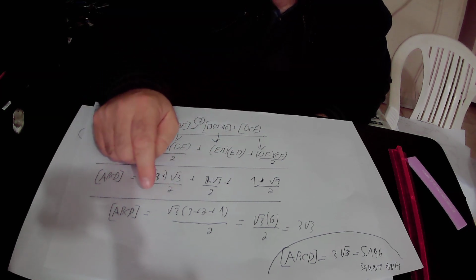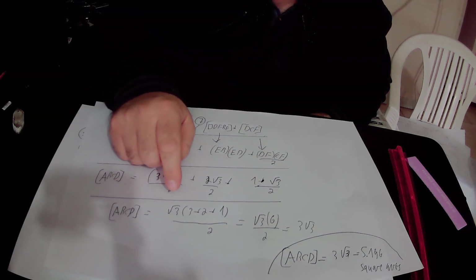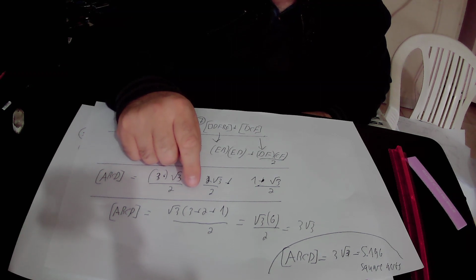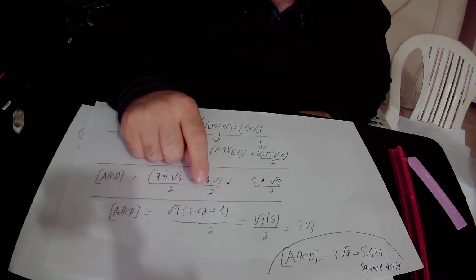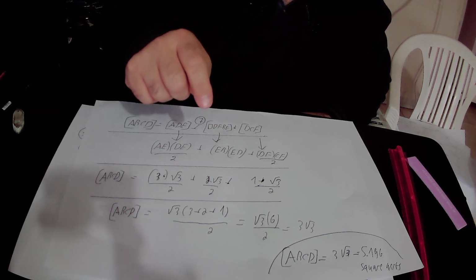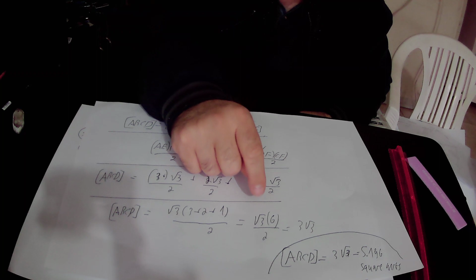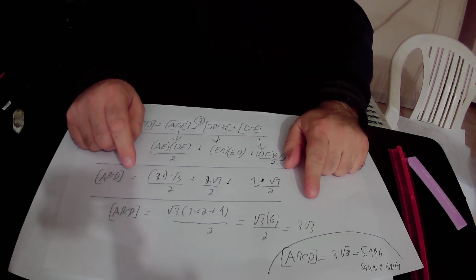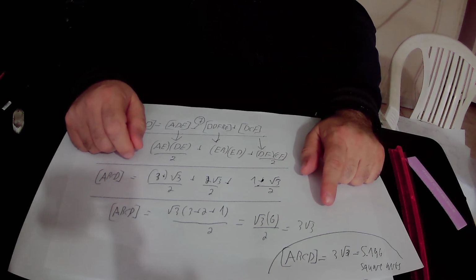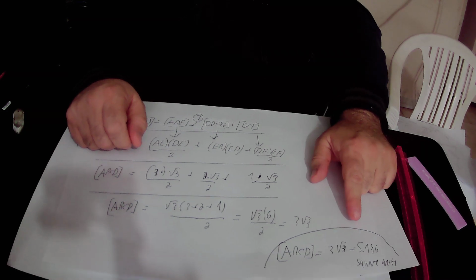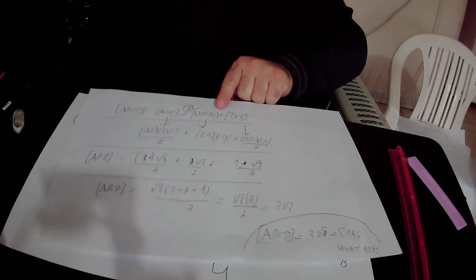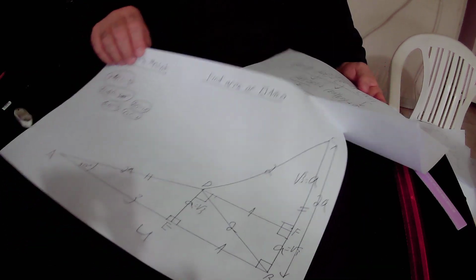So the area of quadrilateral ABCD equals square root of 3 times 3 plus 2 is 5, 5 plus 1 is 6. So it will be equal to square root of 3 times 6 over 2. 6 over 2 is 3, so the area of quadrilateral ABCD equals 3 times square root of 3 square units, or in terms of numbers, it equals 5.196 square units. So we finished with the first method.